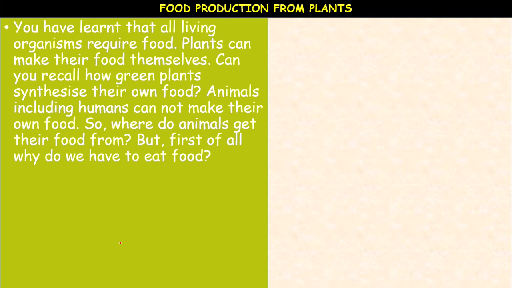The animals including human beings cannot make their own food. That is why we are called heterotrophic organisms. Okay. So, where do animals get their food from? Yes, from either plants or from other animals. Okay. So, herbivores, they get their food from plants and their plant products. Carnivores, they depend on animals and their products, isn't it?